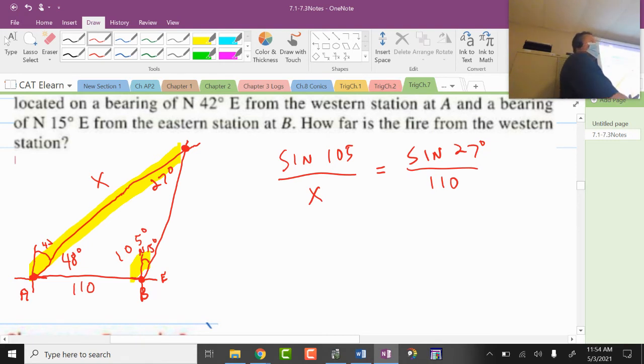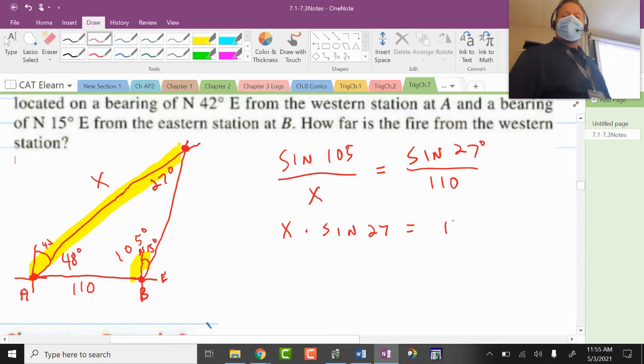So after this, it's easy. Once you get the drawing, it's over. It's a really Mickey Mouse question to answer. Okay, and then hopefully you know from cross multiplying, fine, I'll do it one more time. X times sine 27. That's the basics of solving a fraction equals a fraction. 110 sine 105.